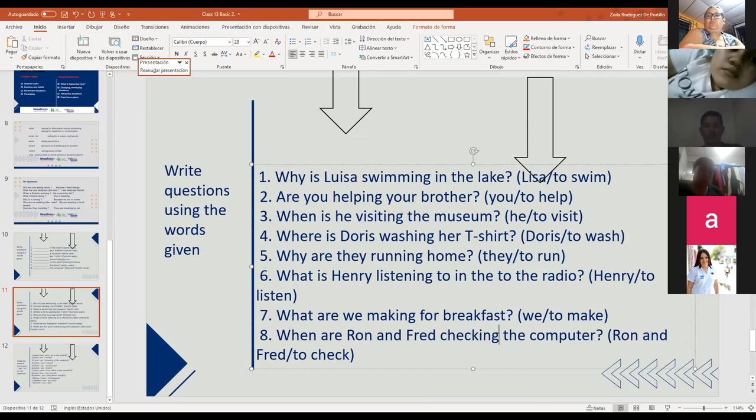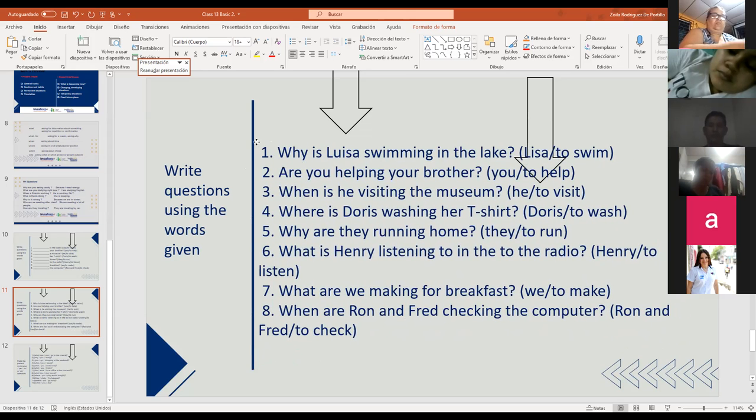Checking. Okay. When are Ron and Fred checking the computer? Next week, we are checking the computer next week. Okay, questions? Yes, I have one. Okay, tell me.